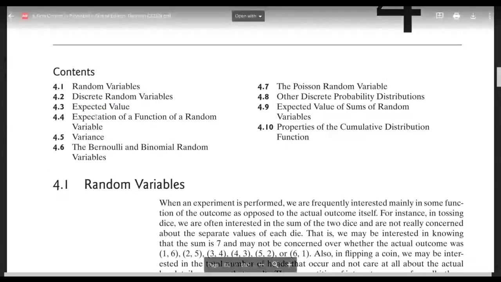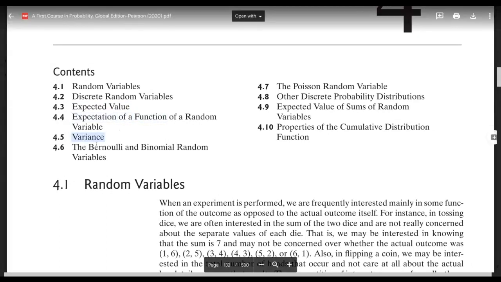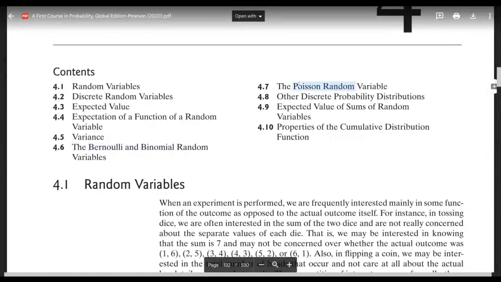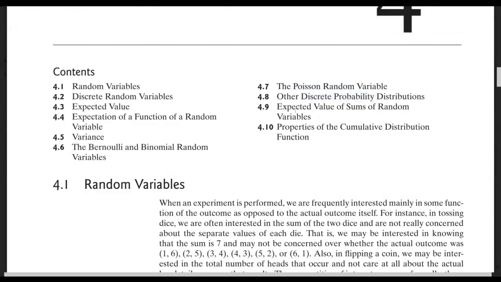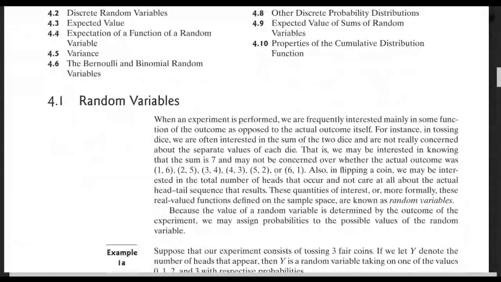If you want to go gambling, or play a game with your friend, you want to calculate the expected value: what is your chance of winning? So it's very useful. Then expectations of a function of a random variable, and variance, Bernoulli and binomial random variables, Poisson random variables. So basically different probability models or functions. Some other discrete topics: expected sum of random variables, and cumulative distribution functions. Okay, let's see what random variables are.